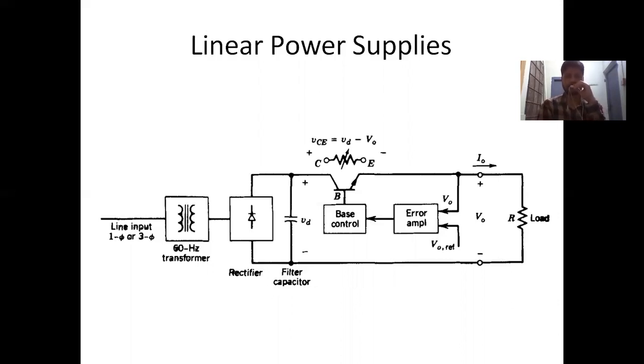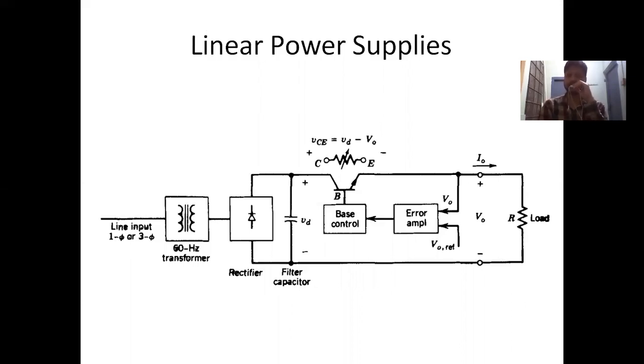The output of the transformer is rectified using a diode rectifier. If the input is single phase, you have a single phase rectifier. If the input is three phase, you have a three phase rectifier. You can use a half wave rectifier, you can use a full wave rectifier, but generally you will go for a full wave rectifier. Now the output of the rectifier is going to be a pulsating DC that always has to be filtered using a filter capacitor.